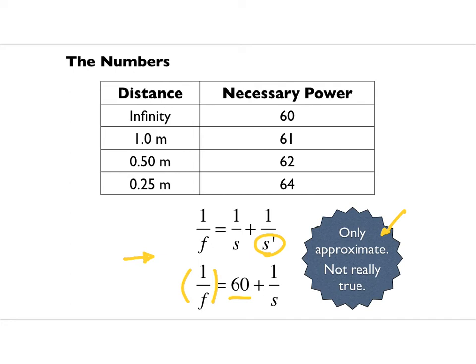If I'm focused on an object at infinity, 1 over s is equal to 1 over infinity. It's just 0. So I get a power of 60. If I'm looking at an object at 1 meter, it's a power of 61. Object at a distance of 0.5 meters, it's a power of 62. 0.25 meters, I need a power of 64. So you can see the power increases as I'm looking at objects that are moving closer and closer. And that is how you focus on close objects.